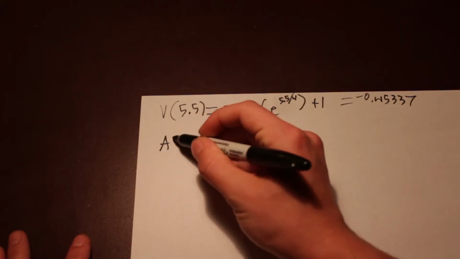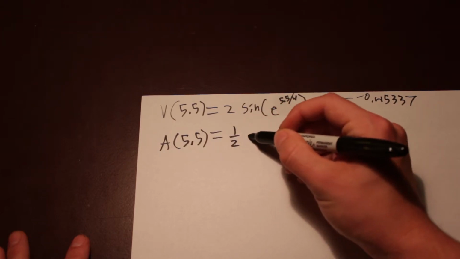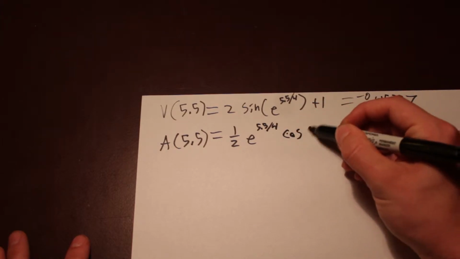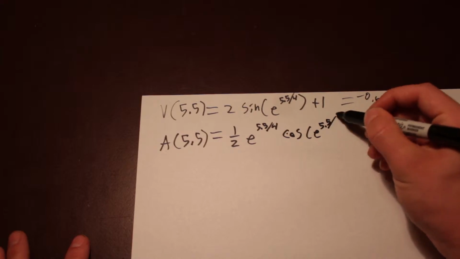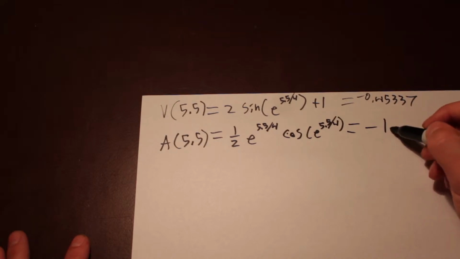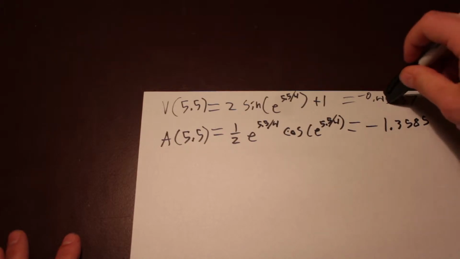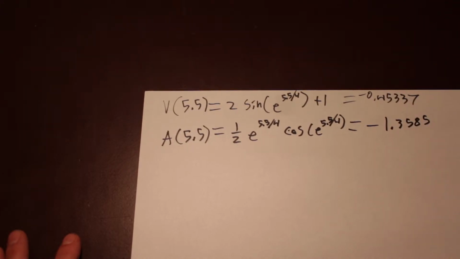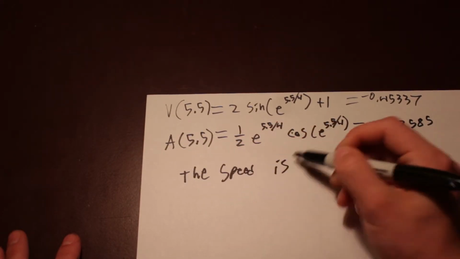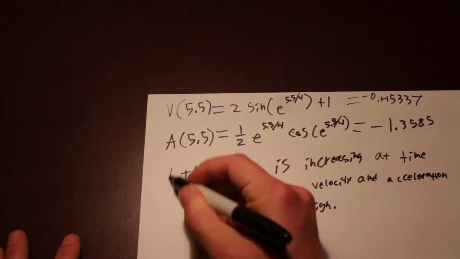So let's plug in 5.5 for the acceleration. We have 1/2 e raised to the 5.5 over 4 times cosine of e to the 5.5 over 4, and that ends up equaling negative 1.3585. So as we can see, both the acceleration and the velocity are negative, which means the speed is increasing. So our final answer is the speed is increasing at time equals 5.5 because velocity and acceleration have the same sign.